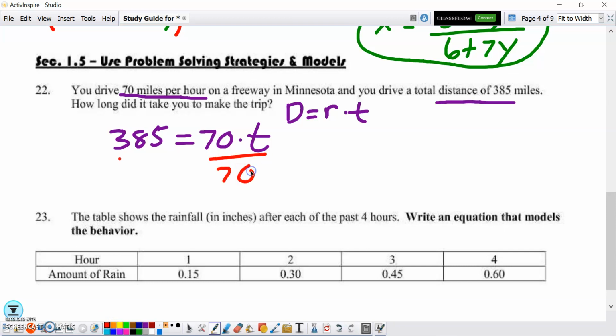Divide by 70. And so we find that the time is going to be 5.5 hours.